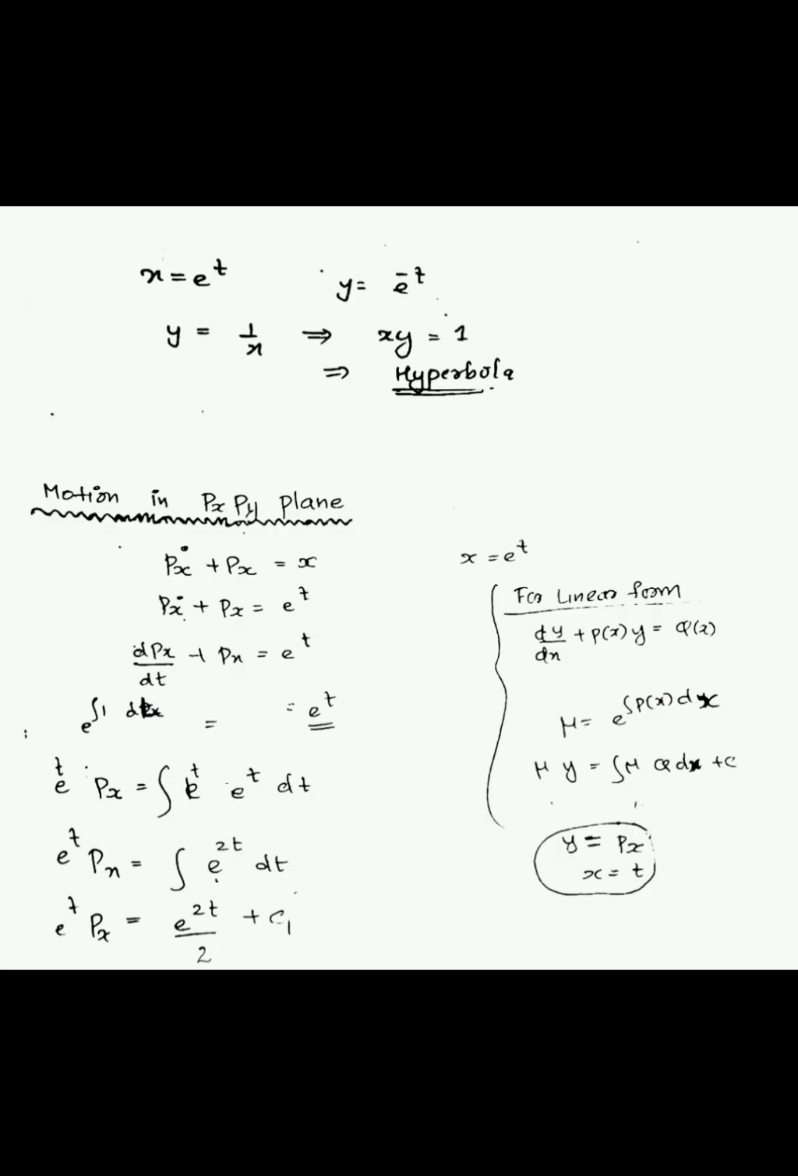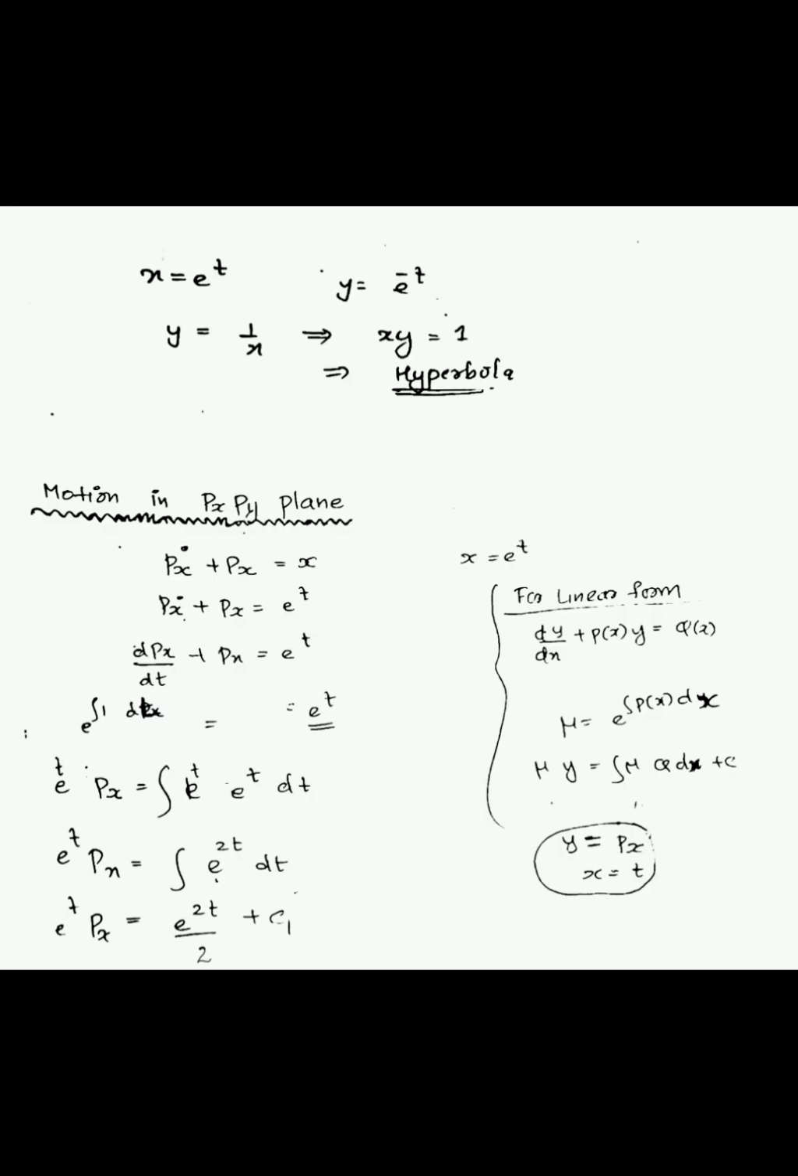We need to find the motion in the px py plane. That is, we had found out that px dot is equal to x minus px. Rearranging this, we can write px dot plus px is equal to x. That is, px dot plus px is equal to e raised to t, because x is equal to e raised to t. That is, dpx by dt plus px is equal to e raised to t.